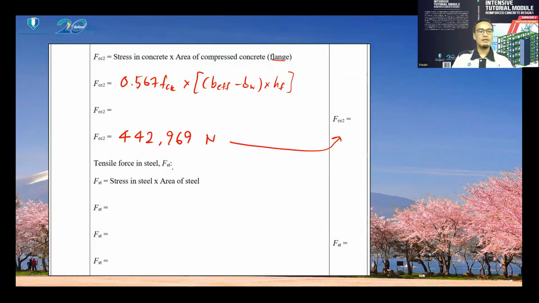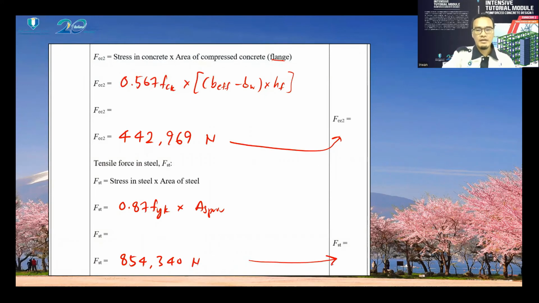And then for the internal force in the steel due to tension, it is 0.87 fyk times the As provided. So you just insert the value in this equation. So what is the value? 854,340 Newton.